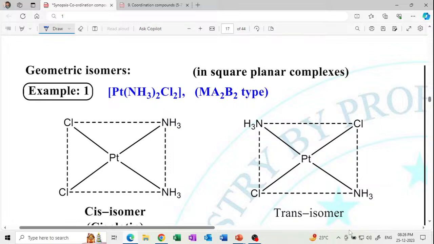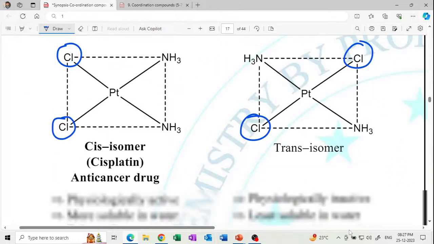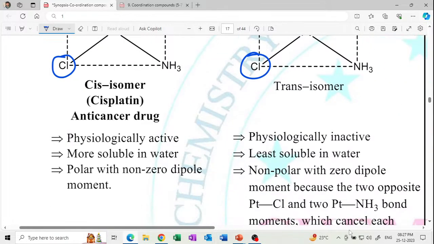So this is a cis isomer. Cis isomer in the sense that Cl and Cl are on the same side, adjacent side. So this is the adjacent side, a cis isomer, and this is the opposite side. So it is trans. Opposite is trans, adjacent is the cis isomer. So this is the cisplatin.